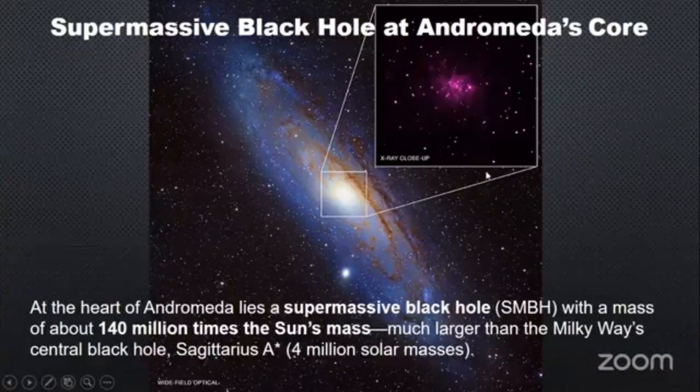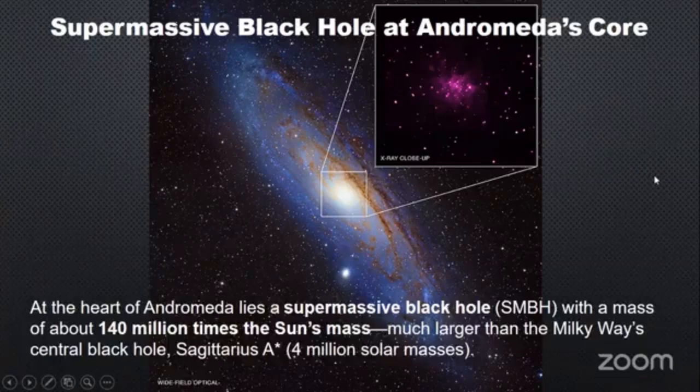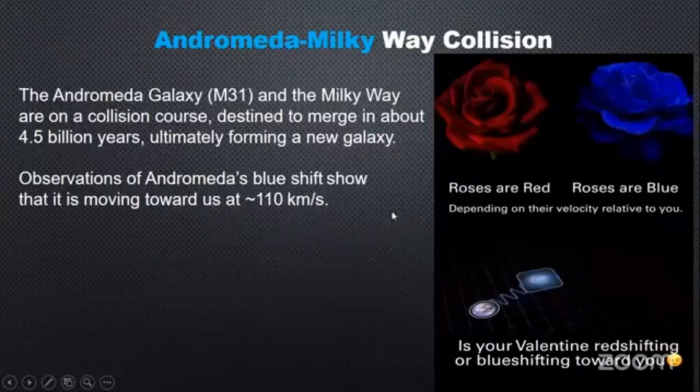Just like other galaxies and our Milky Way galaxy, it has a supermassive black hole at the core. That supermassive black hole has a mass of about 140 million times the sun's mass. That is way bigger than the central black hole of our Milky Way galaxy, which is about 4 million solar masses, while Andromeda's is about 140 million. That's a lot of mass.